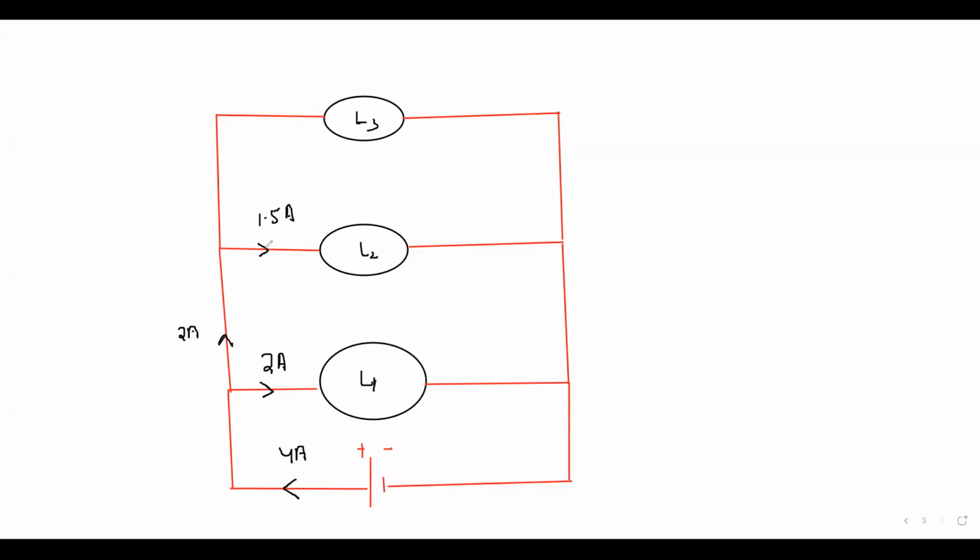Then out of 2, 1.5 is moving through lamp 2. How much current will be there in lamp 3? That's equal to half, or 0.5 ampere. And then, basically, how much current is entering? 0.5 from this branch and 1.5 which is moving through lamp 2. What will be the current at this point?